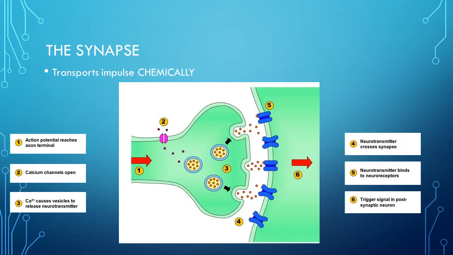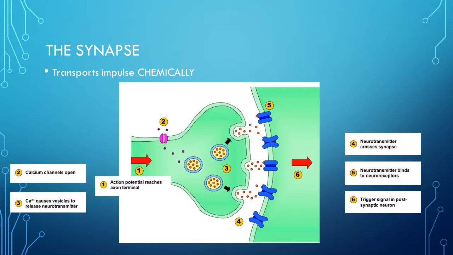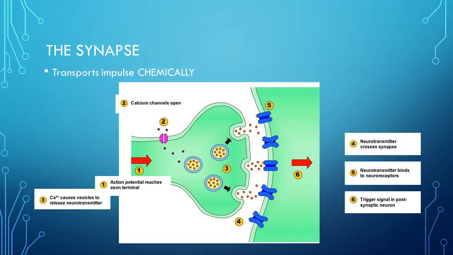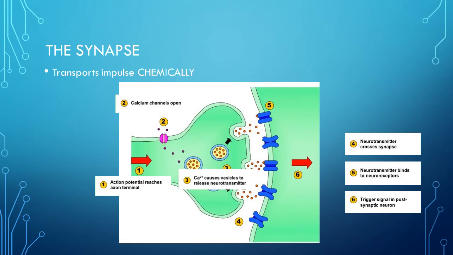Alright, now let's talk about the synapse. It's important to note that while most signals in the nervous system are transmitted electrically, the synapse transmits information chemically. So let's walk through the steps of the signal being transmitted across a synapse. Alright, so first, the action potential is going to reach the axon terminal, and then the action potential is going to trigger the calcium channels to open, and calcium is going to rush in. Then, the calcium pushes these synaptic vesicles full of neurotransmitter to the presynaptic membrane, where they release neurotransmitter.